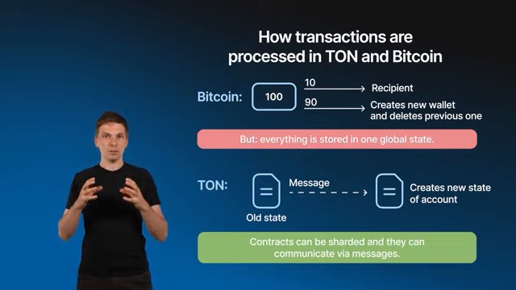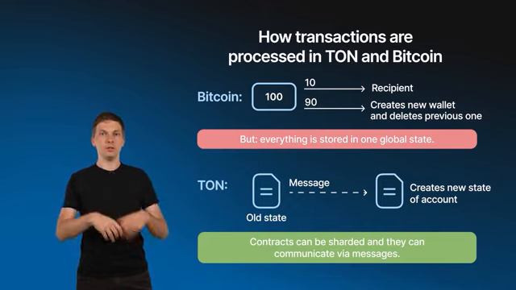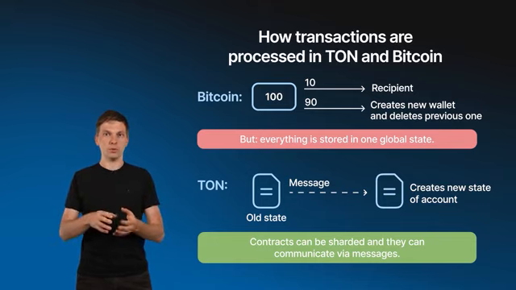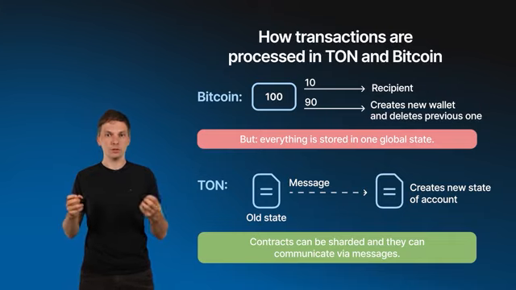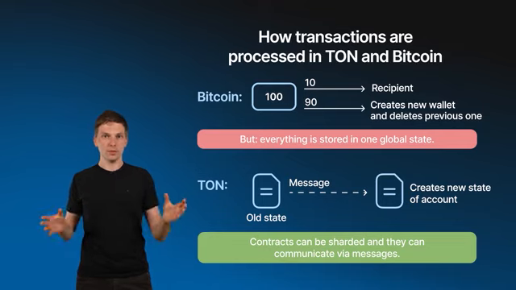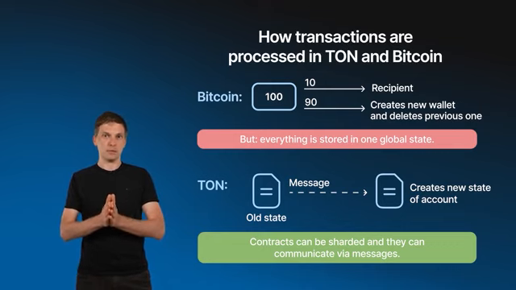And what a transaction does is it takes the input state of the contract and produces the next state of the contract, which is recorded on the blockchain. And this is quite similar to Bitcoin, except in TON, all those contracts could be sharded, and also they could communicate with each other, and those messages are routed by the system. While in Bitcoin, all the state of all the contracts is stored in one single global state of unspent outputs.